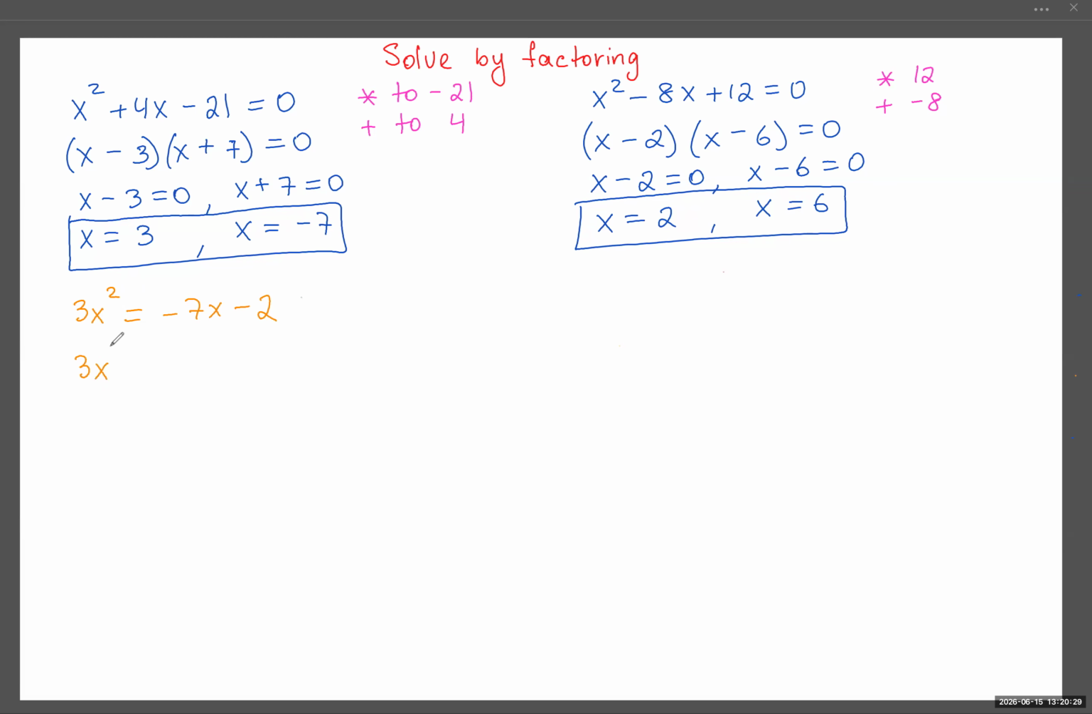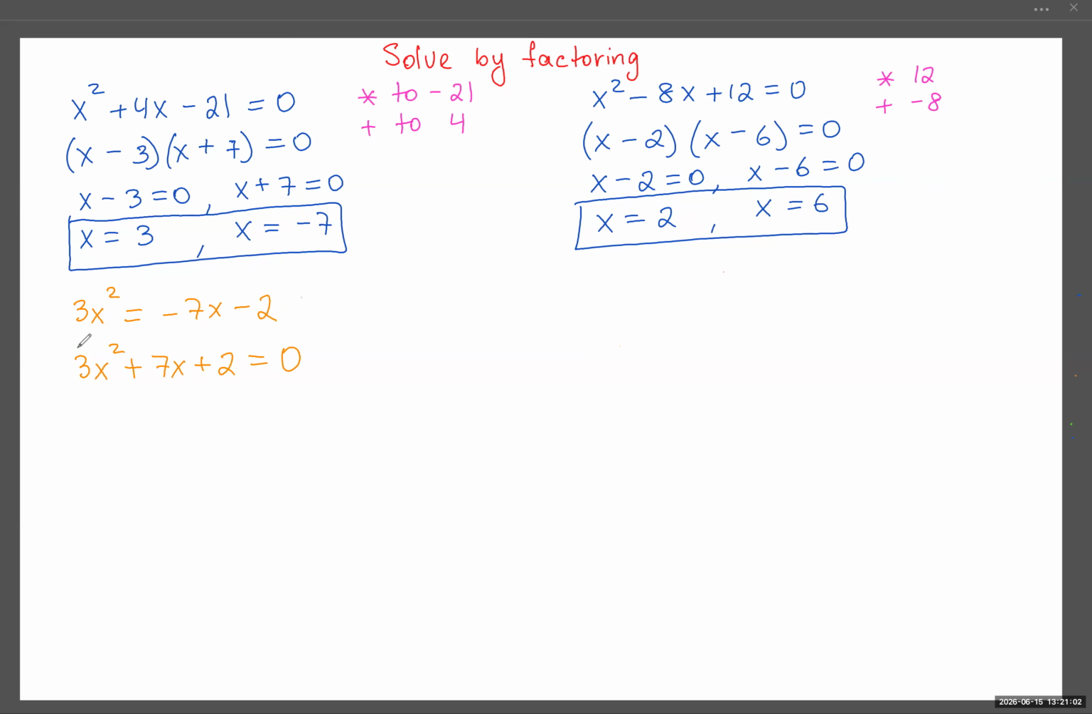So 3x squared was already on the left, so I'm not touching it. Then negative 7x from the right-hand side will come to the left and become positive. Negative 2 from the right-hand side will come to the left and become positive. 0 on the right-hand side. Now, we need to solve this quadratic equation, but there's now a number in front of x squared. I'm going to use a slide and divide technique to solve it.